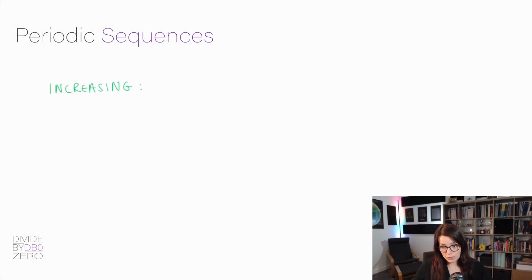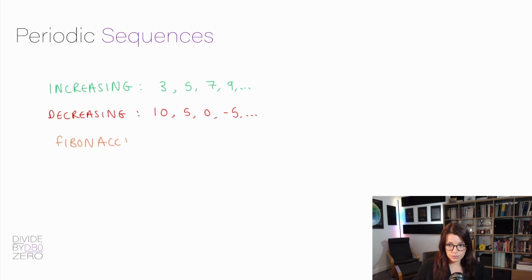Now, this is a type of sequence you can come across. Some other types include increasing sequences, and this is when the terms increase each time. So for example, 3, 5, 7, 9, and so on. You can get decreasing, which you probably guessed is when the terms go down each time. So for example, 10, 5, 0, negative 5. You can get your Fibonacci sequence, which looks like this: 1, 1, 2, 3, 5, 8, 13, and so on. As a reminder, that's when you add the previous 2 terms to get the next one. So 1 plus 1 is 2, 1 plus 2 is 3, 2 plus 3 is 5, and so on.